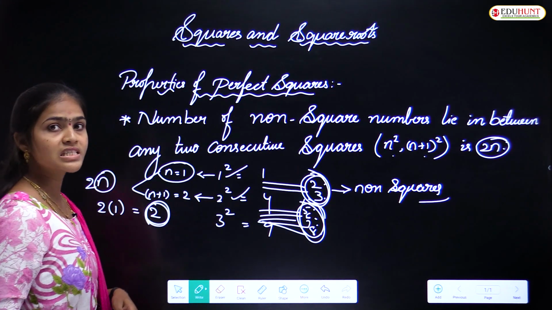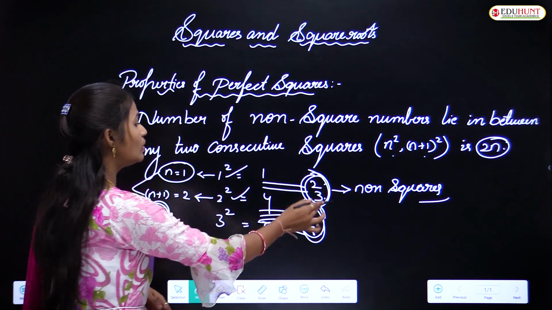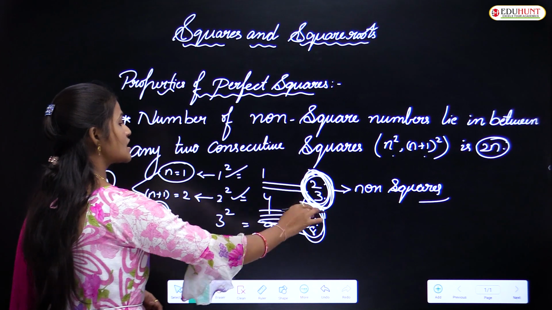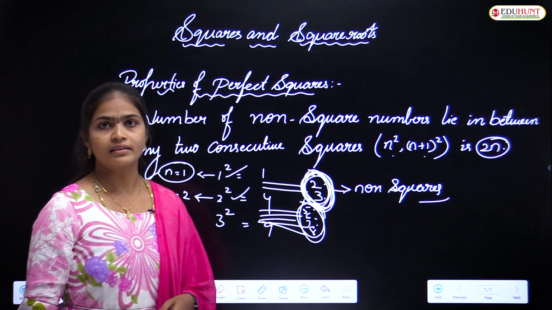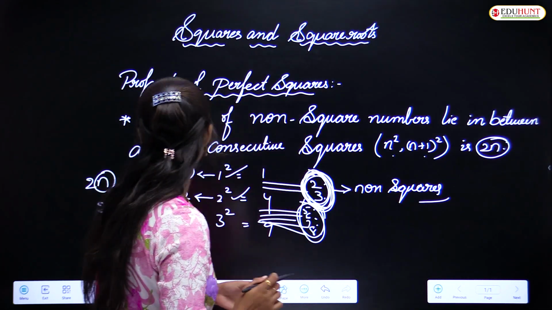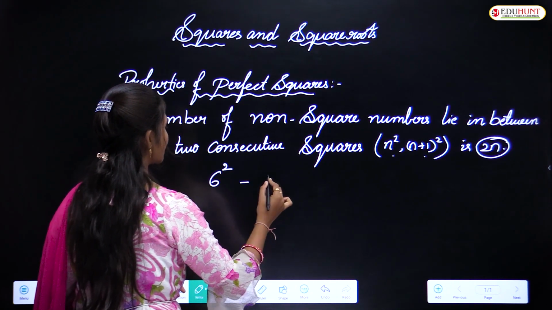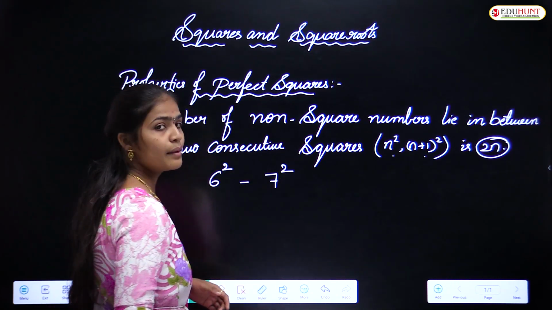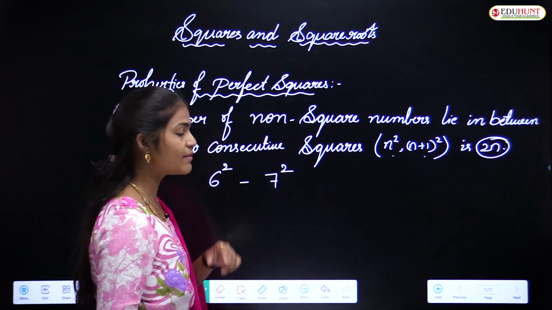So how many non-square numbers lie in between 1 square and 2 square? 2 numbers are there. 2 non-squares lie between 1 square and 2 square. Is it clear? Okay, I'll give you one other example also. See here, 6 square, 7 square. The number of non-square numbers that lie in between 6 square and 7 square.